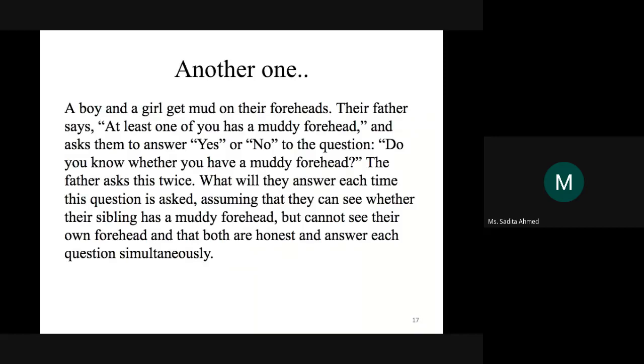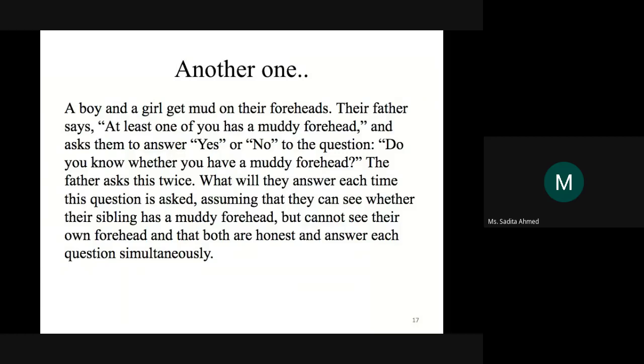Now, the dad tells them, at least one of you has a muddy forehead. Now, also remember that all three of them are honest. So what the dad says, the statement must be true. At least one of them has a muddy forehead.